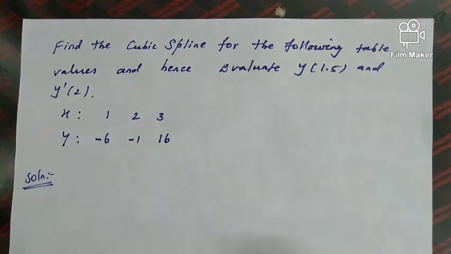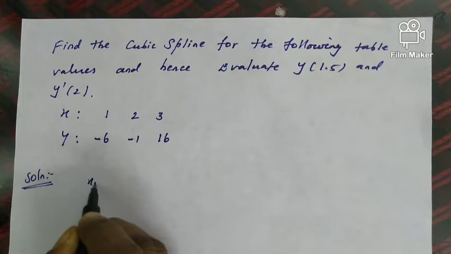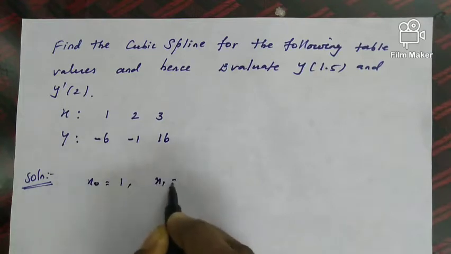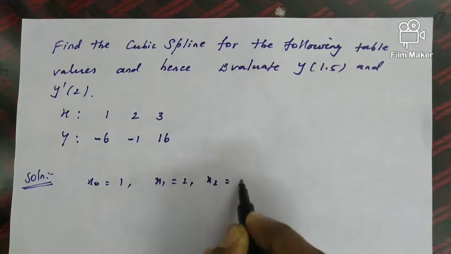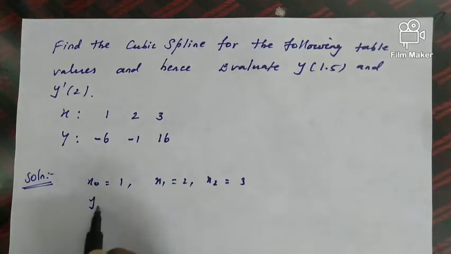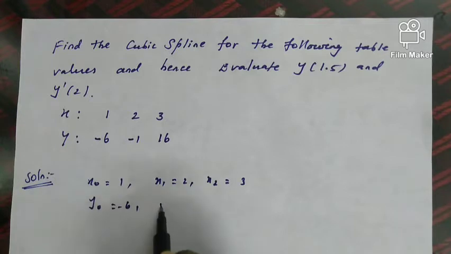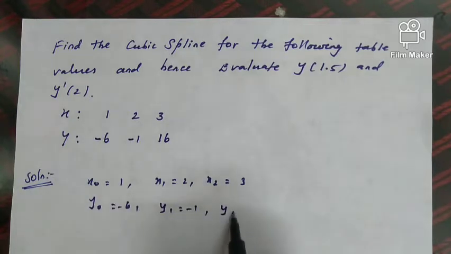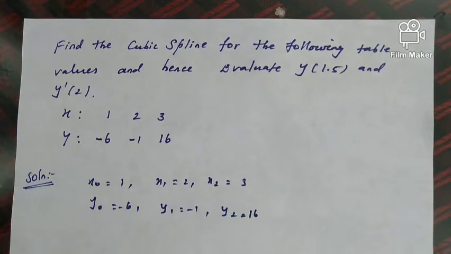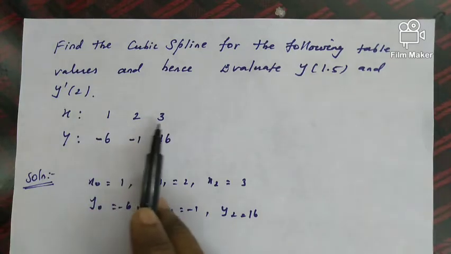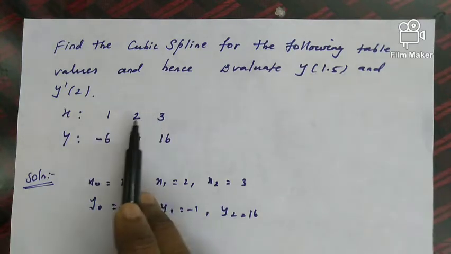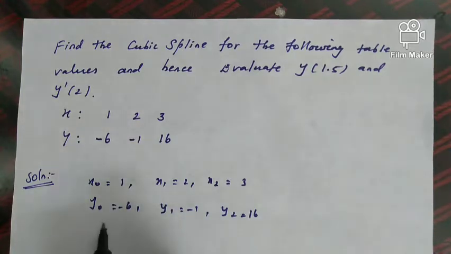So before we start the solution, we will write the given data. From the given data, our x values, that is x0 equal to 1 and x1 equal to 2 and x2 equal to 3. By the same manner, our y0 equal to minus 6 and y1 equal to minus 1 and y2 equal to 16. And in the formula for the cubic spline, h is also involved. So how to find out h? h is nothing but the difference between the x data, that is 2 minus 1, 1, 3 minus 2 also 1. So in this problem the h is equal to 1.